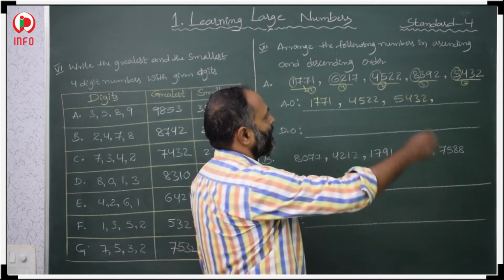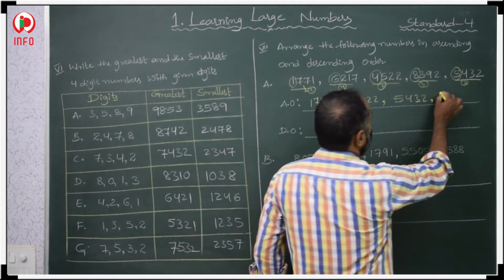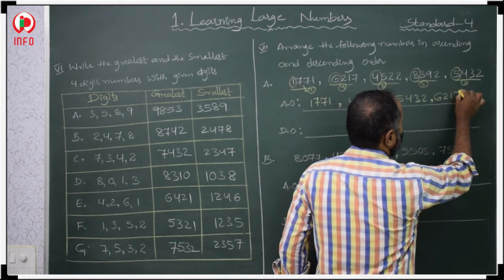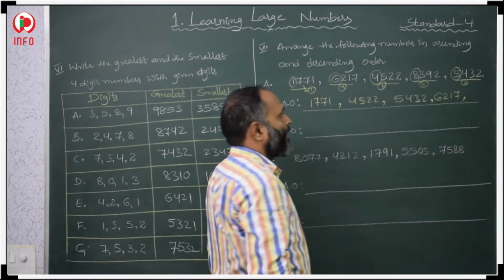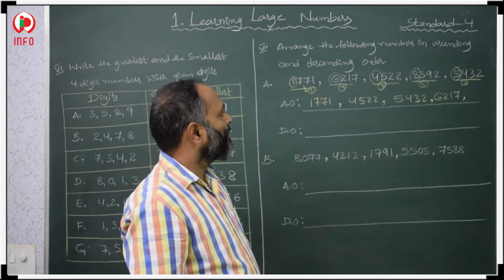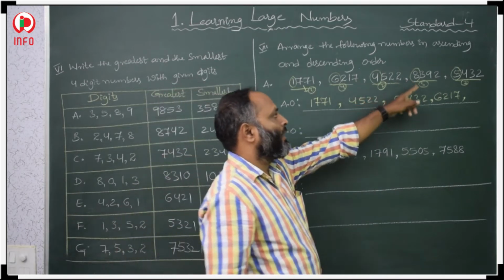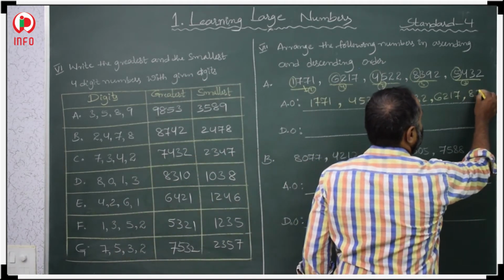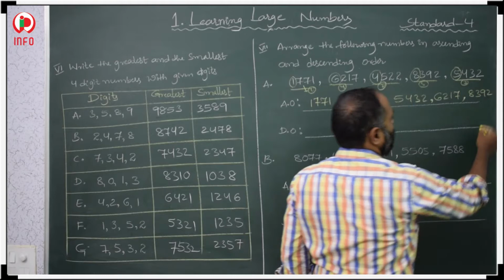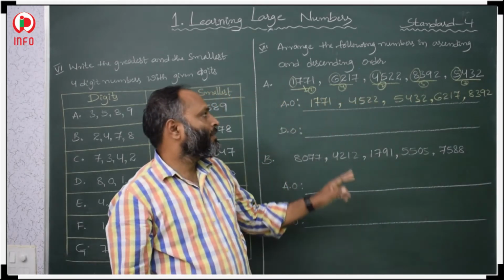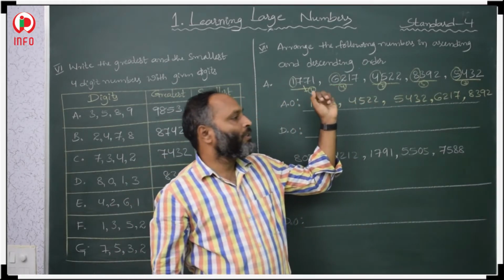Next, the fourth one is 6217, and the fifth one is last, 8392. So what is the order first?